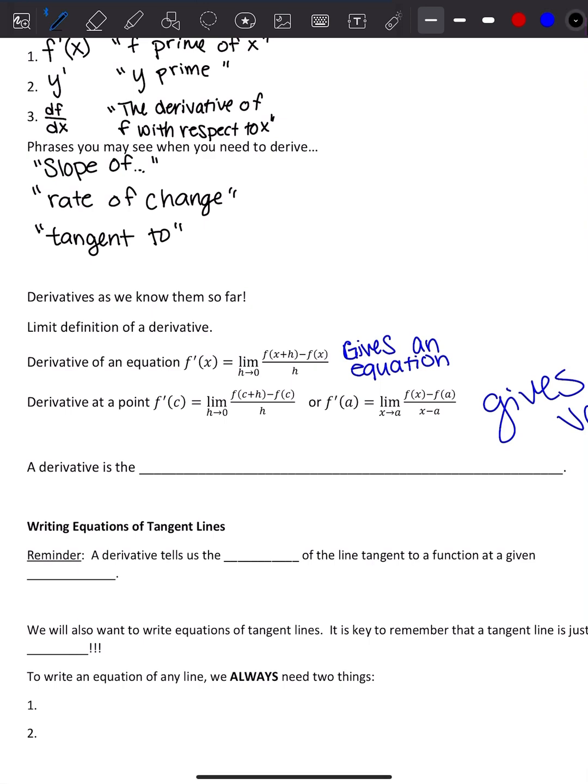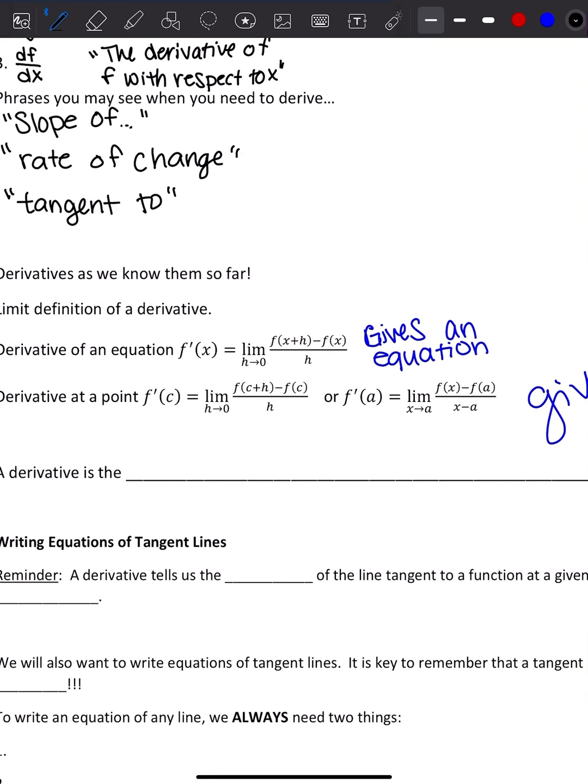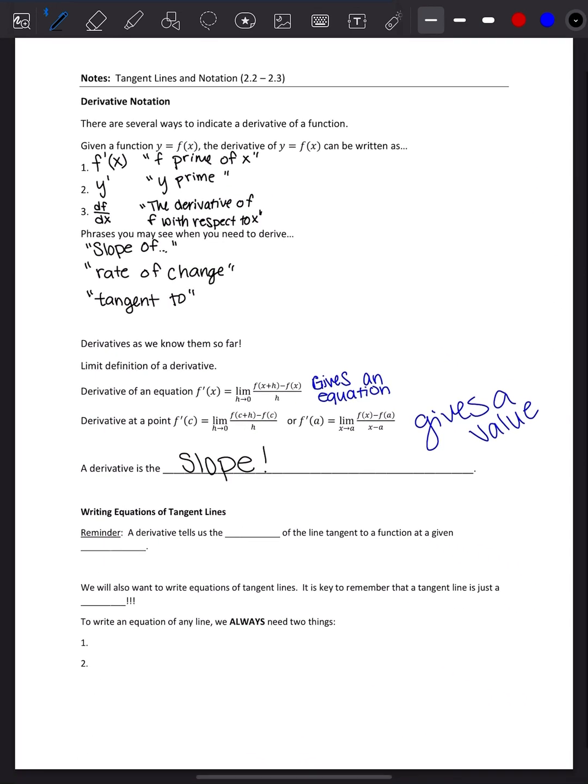Okay, so derivatives. A derivative is just the change in something. So the derivative is just slope. Slope, the rate of change, anything to do with changing is a derivative for us.